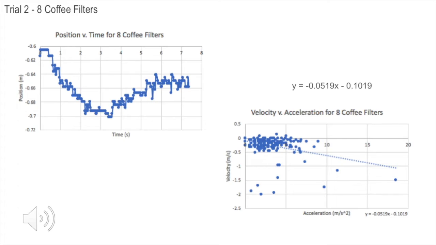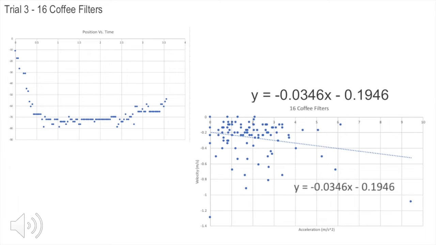In our second trial, we used 8 coffee filters, and the first graph shows the relationship between the position and time for the coffee filters as they were dropped from 2.16 meters. The second graph shows the relationship between the velocity and acceleration, and we also used a line of best fit, which gives our equation y equals negative 0.0519x minus 0.109. This equation will be used in the upcoming slides.